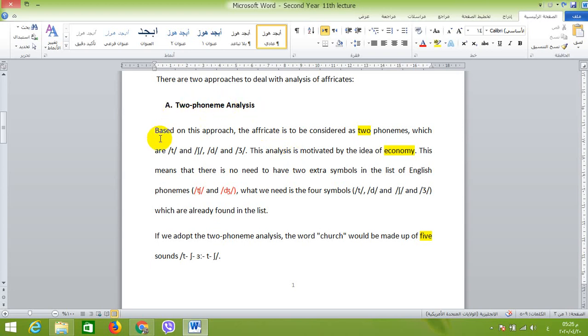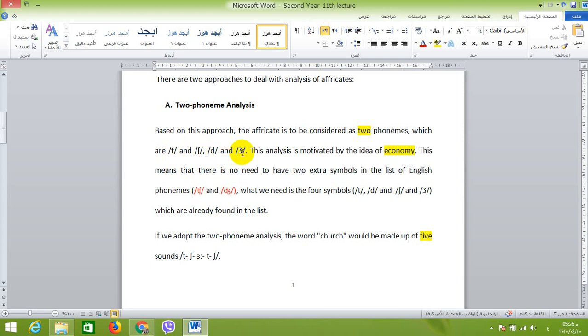Two-phoneme analysis. Based on this analysis, the affricate is to be considered as two phonemes, t and sh alone, and d and j alone. So we don't deal with ch as one phoneme, but two phonemes, t and sh, and j is d and j.